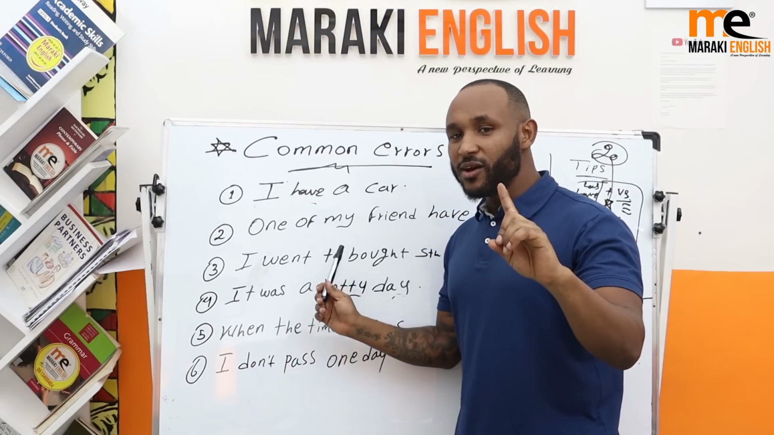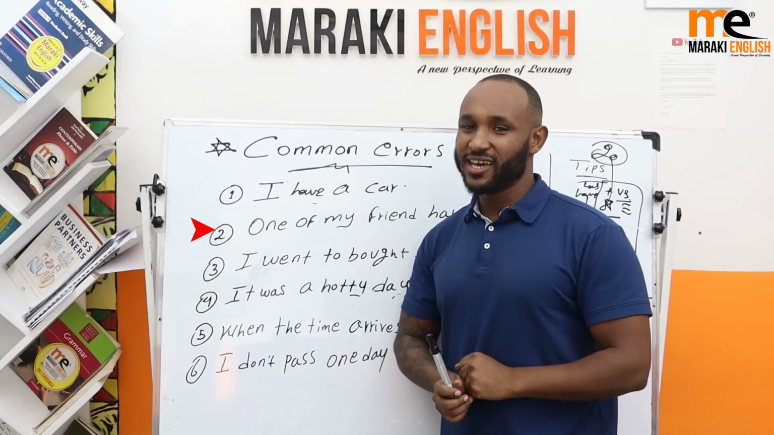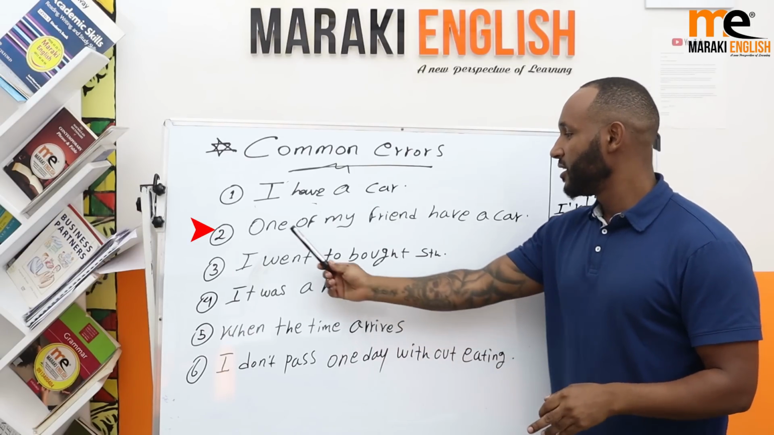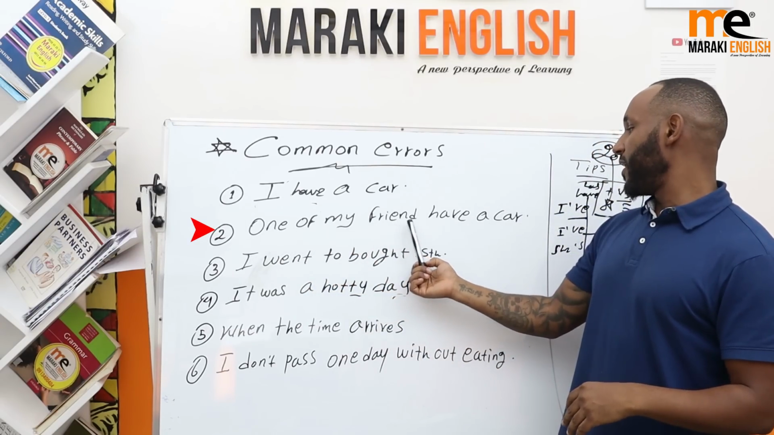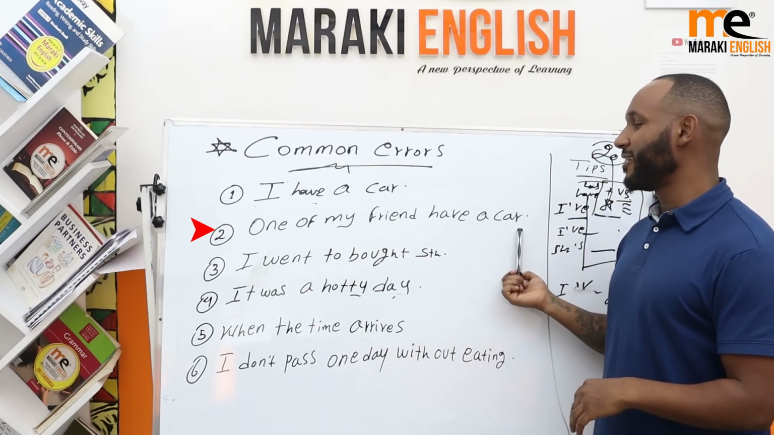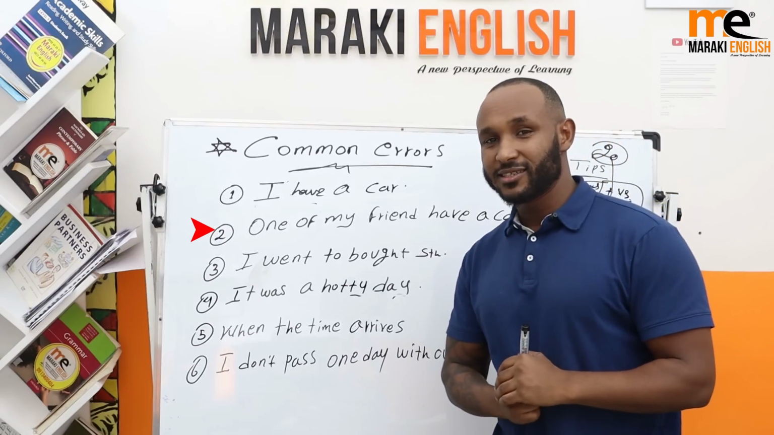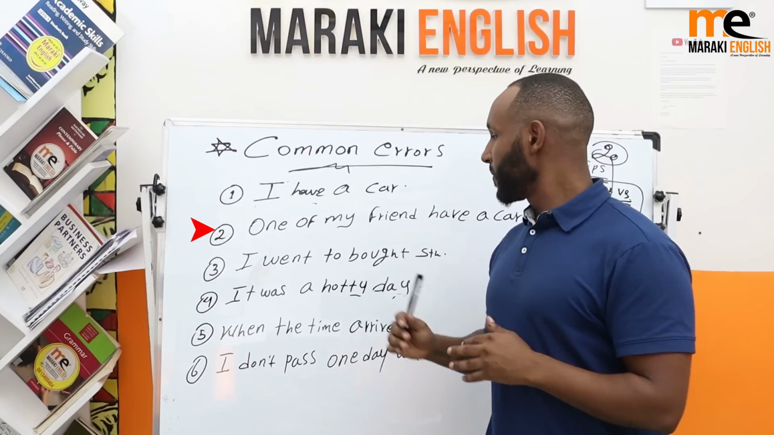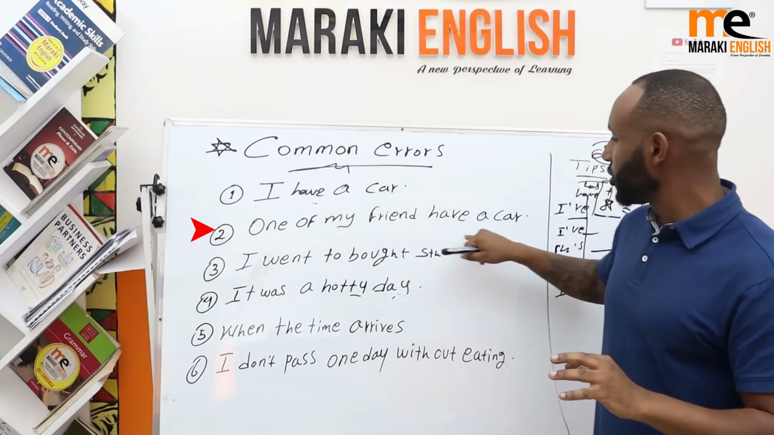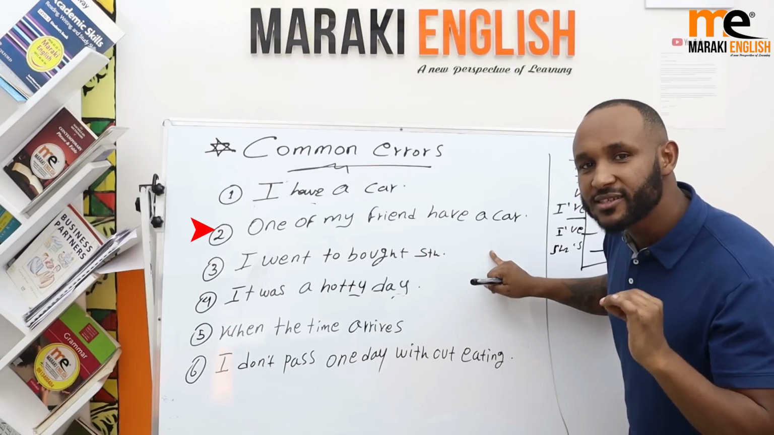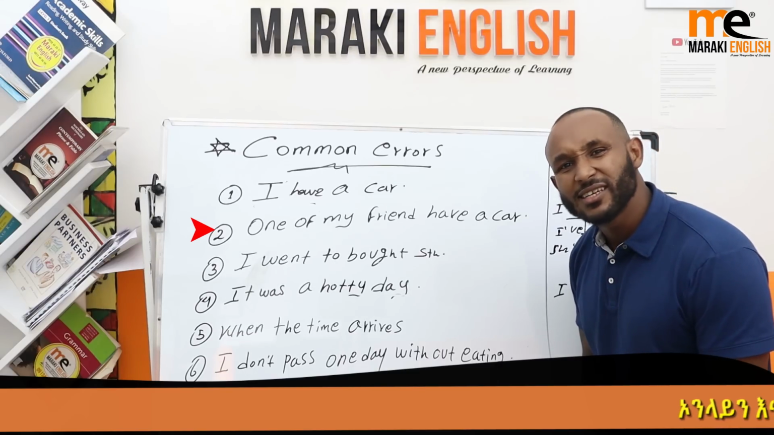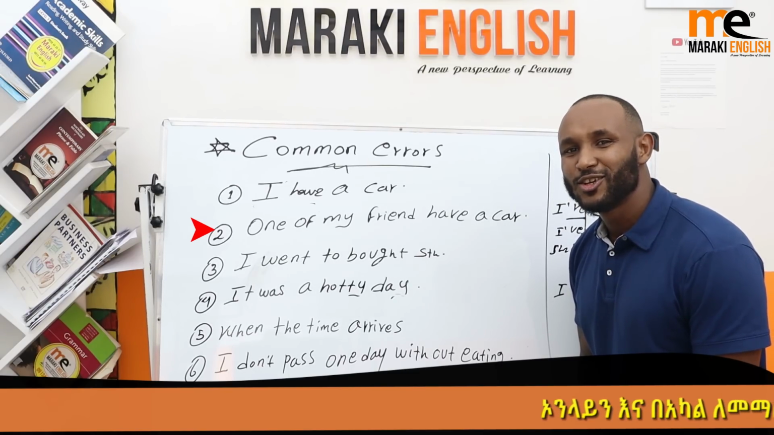Okay, the second one is a little more challenging. I don't think you're gonna get it right off the bat. Let's see. One of my friends have a car. Guys, take a look at this. Even if you're very good at English, I'm sure you're gonna find it challenging to fix this. What is the problem? One of my friends have a car. What is the problem? Look at it.